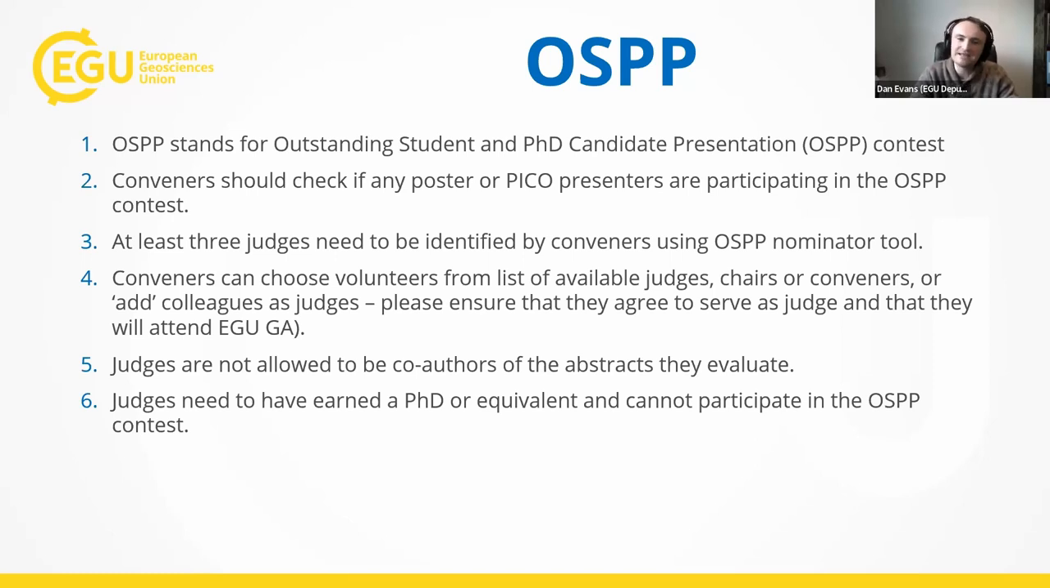As I said before, ideally at least 3 judges need to be identified. And this is one role of the conveners before the session. And you can use your OSPP nominator tool to do that. So there is a list of volunteers, available judges in a sense. Chairs and conveners can also be judges. And you can also add colleagues as judges as well. But obviously, please make sure that they agree to serve as a judge and that they are going to attend the GA.